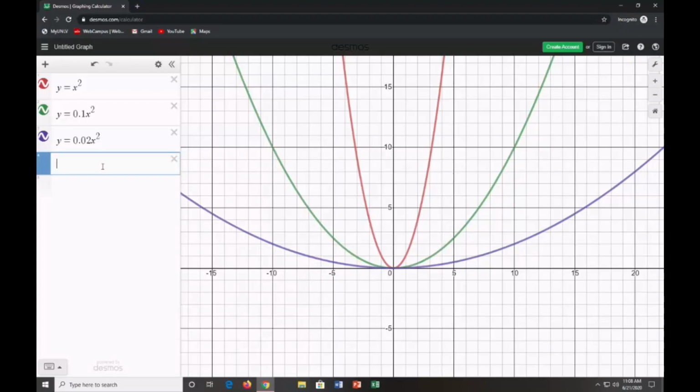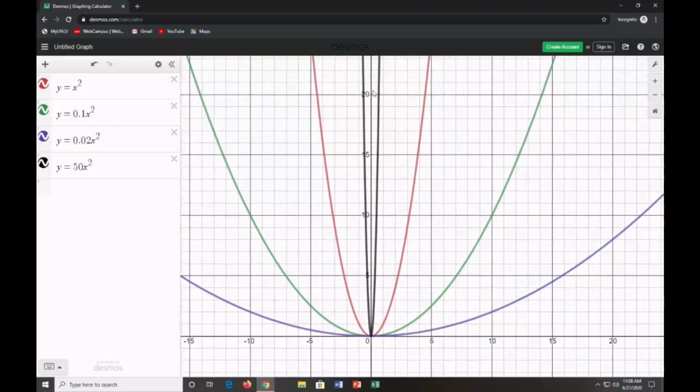Now let me put one that has a much higher coefficient than 1, let's say 50. So y equals 50 x squared. Look at that. Look how stretched that graph is. It's really stretched. The arms are really stretched, and the whole graph looks really sharp. Do you see it? That's the black curve in the middle.